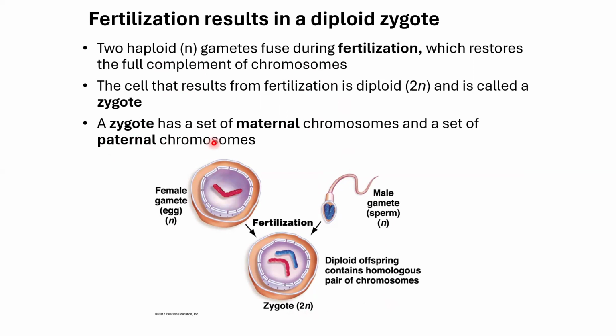A zygote has a maternal and a paternal set of chromosomes. So that's what ends up becoming later on as a little individual or a baby or an offspring.